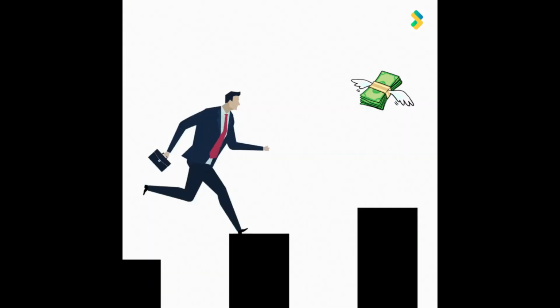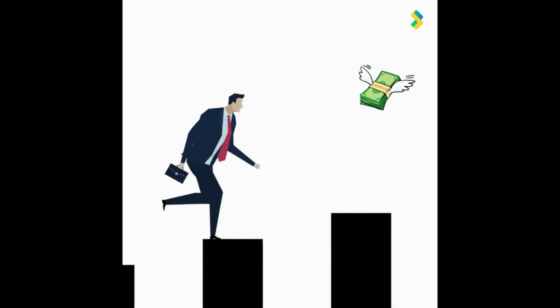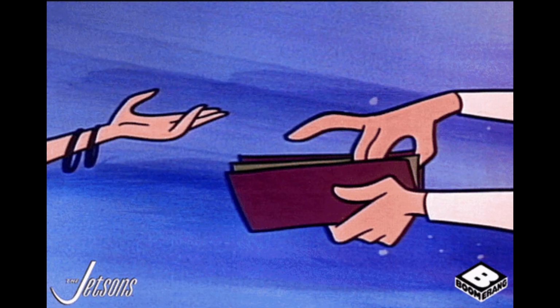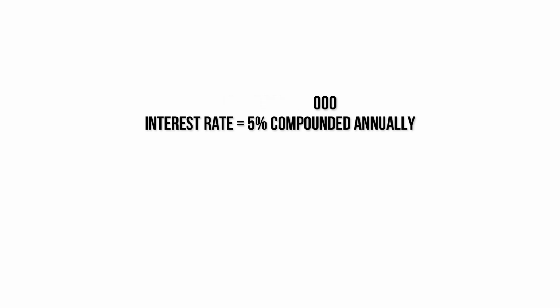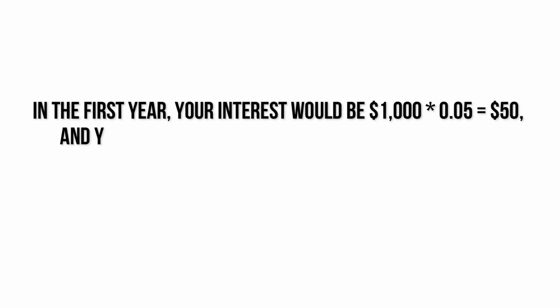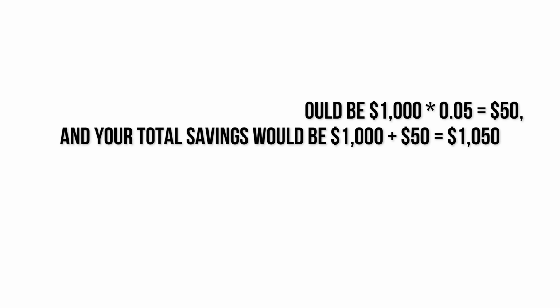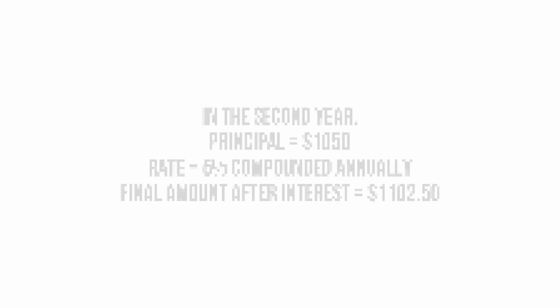This process happens at specific intervals, like monthly or annually. Let's consider a simple example of compound interest. Suppose you lend $1,000 to a friend at an annual interest rate of 5%. This means that at the end of the year, you will earn 5% interest on your initial deposit. In the first year, your interest would be $1,000 times 0.05 equals $50, and your total savings would be $1,000 plus $50 equals $1,050.